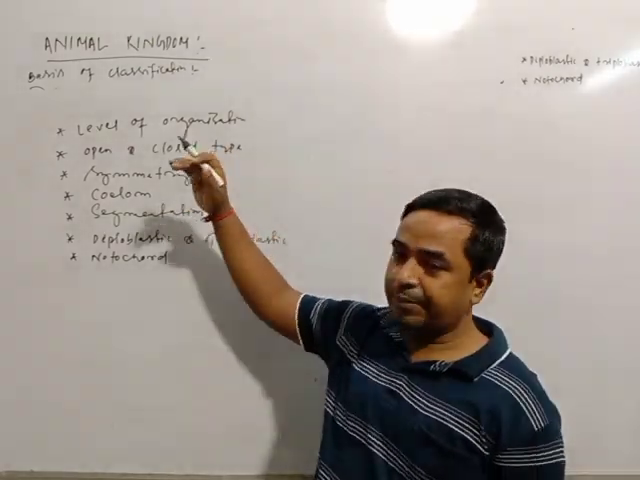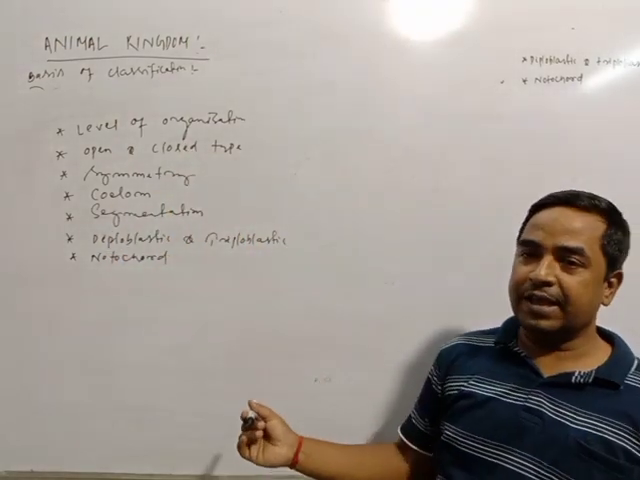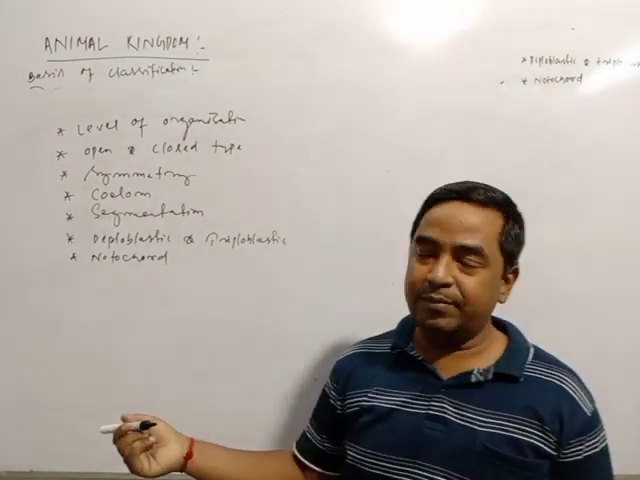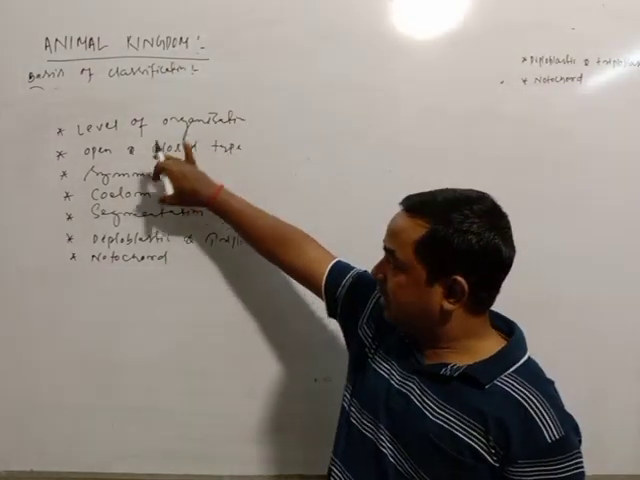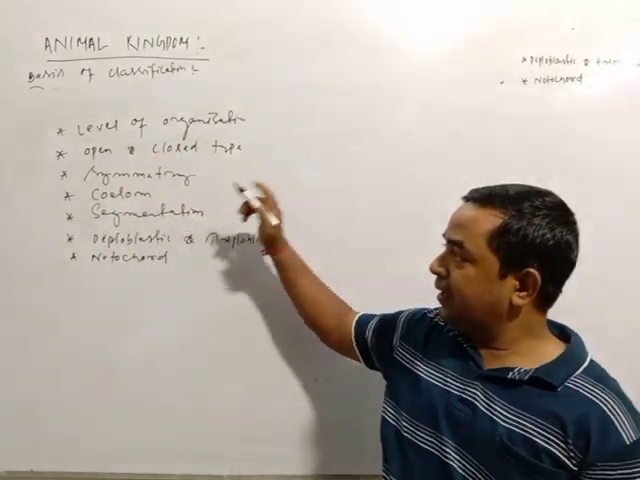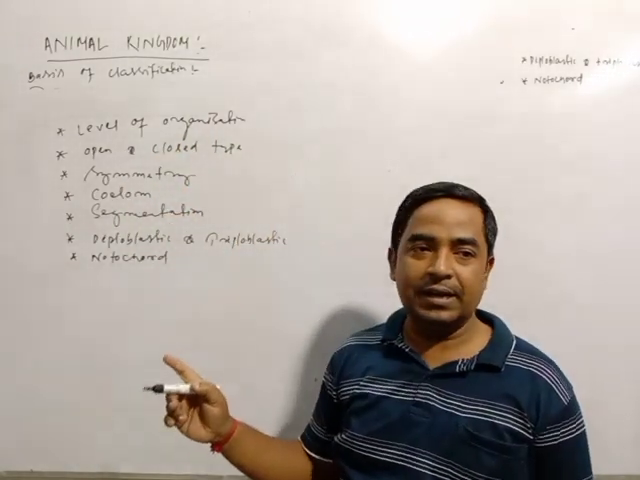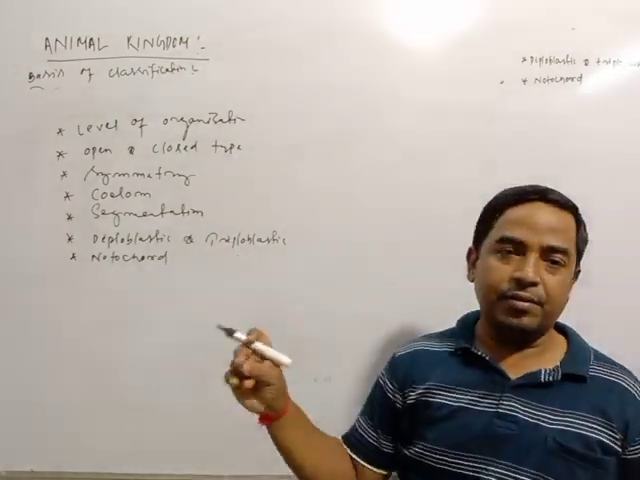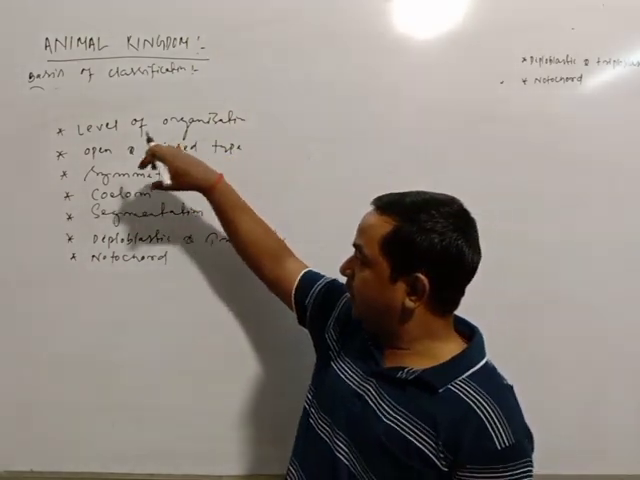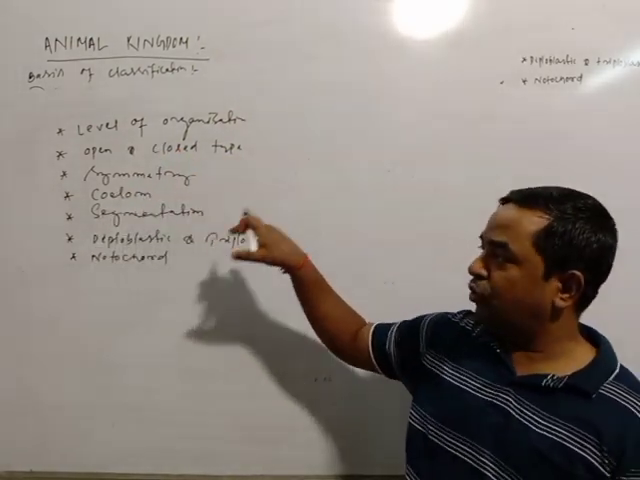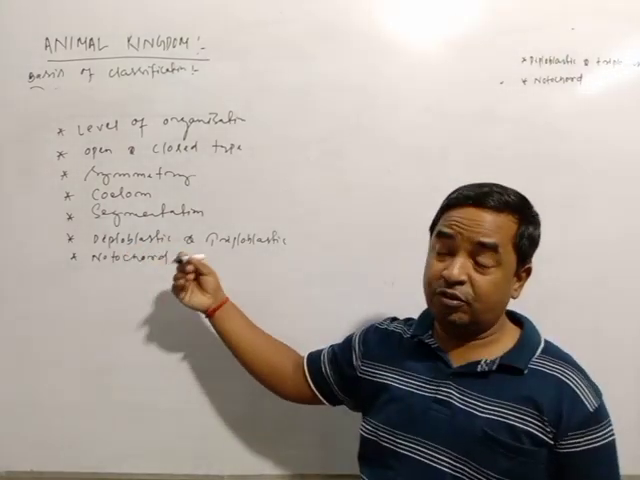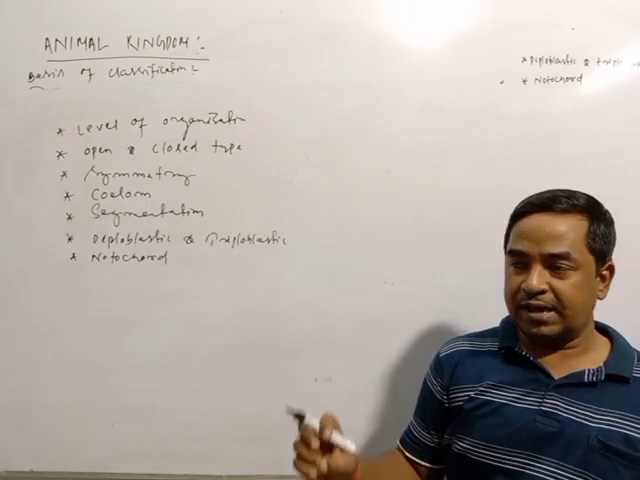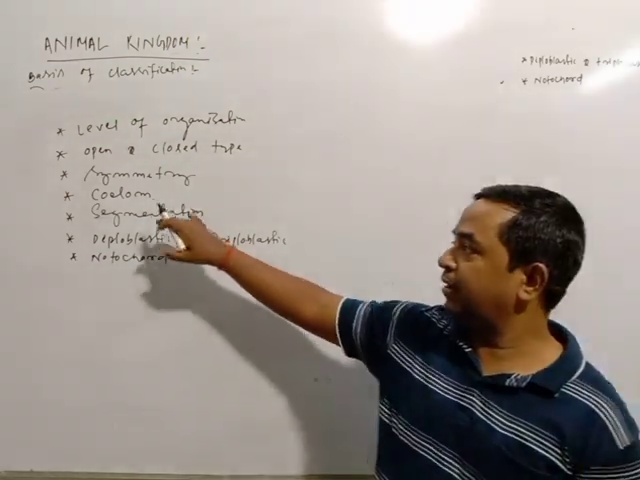Then symmetry: asymmetric animals, radially symmetrical animals and bilaterally symmetrical animals. Then coelom, the body cavity, is the space between the elementary canal and the body wall, which is derived from mesoderm. Those having coelom are coelomates, those not bearing coelom are acoelomates, and if tissue patches are developed instead of mesoderm, that is pseudocoelom.